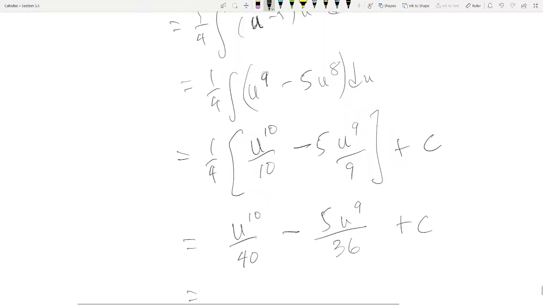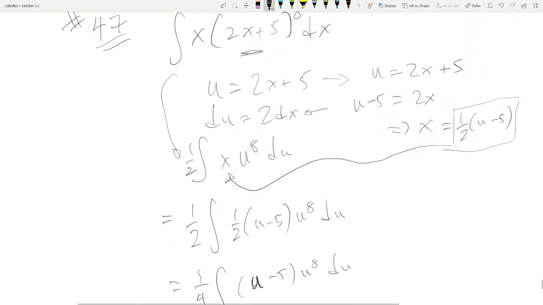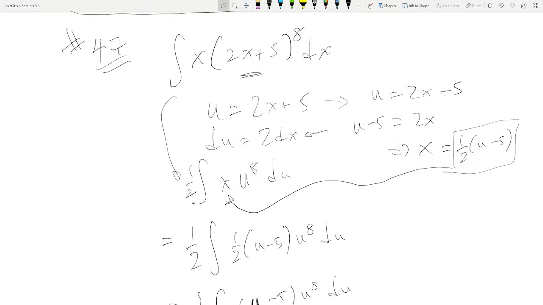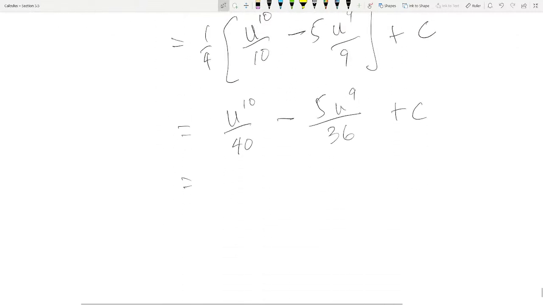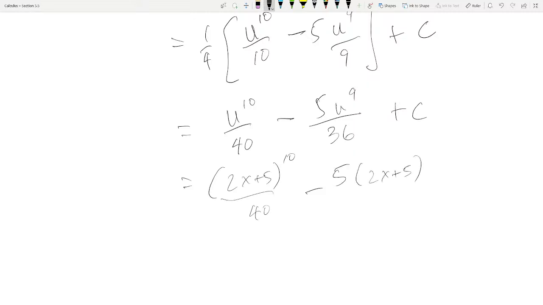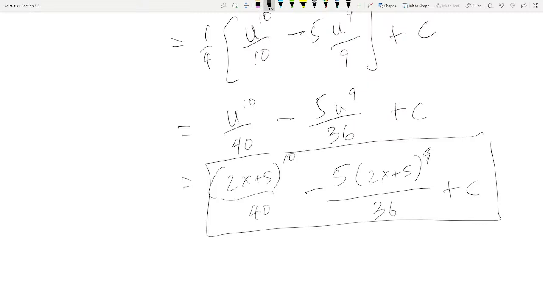And then we can put back what u was in terms of x. U is equal to 2x plus 5. Let's go put that in now. Our final answer is 2x plus 5 to the 10th over 40 minus 5 times 2x plus 5 to the 9th power over 36. There we go.